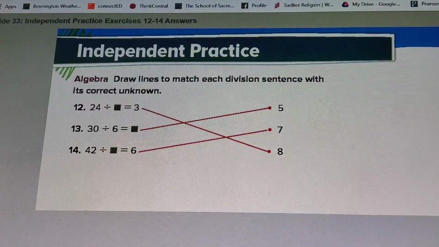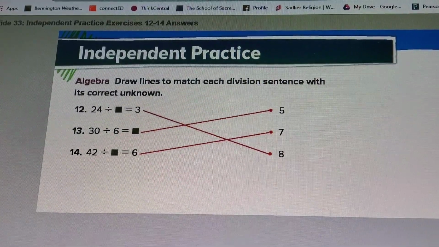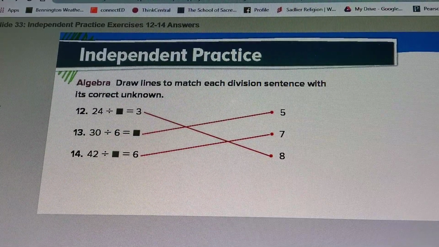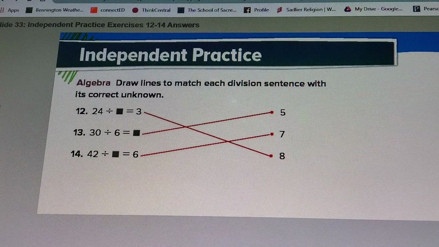24 divided by 8 equals 3. 30 divided by 6 equals 5. And 42 divided by 7 equals 6.